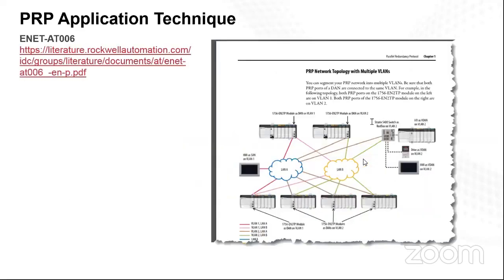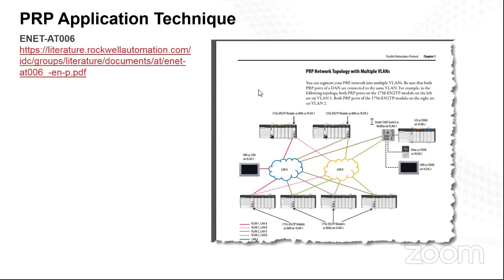Okay, so a couple of links here that I'm going to talk about. The first one is the application technique manual, and this is a really good manual. It gives you a lot of different architectures that are possible with PRP, and it's about a 60-70 page manual with a lot of diagrams. This particular diagram demonstrates a PRP network with multiple VLANs.